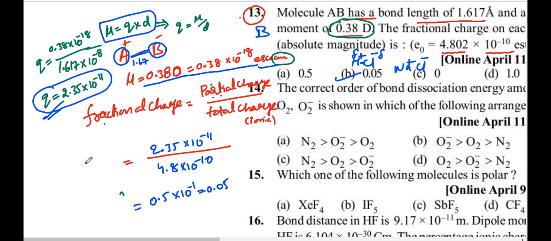Then fractional charge equals this Q partial charge upon total charge. Okay, finally answer is 0.05. Done. Next.